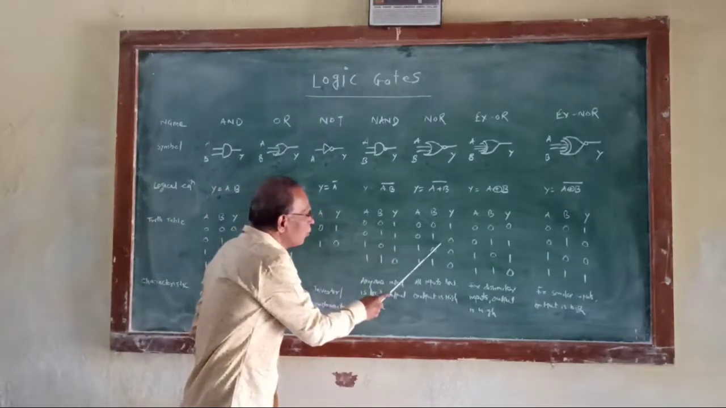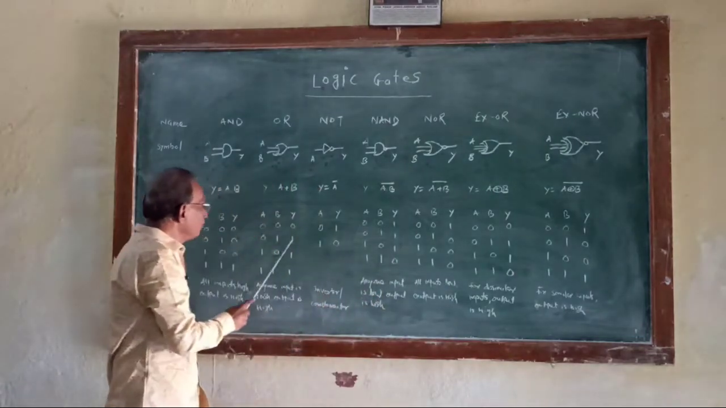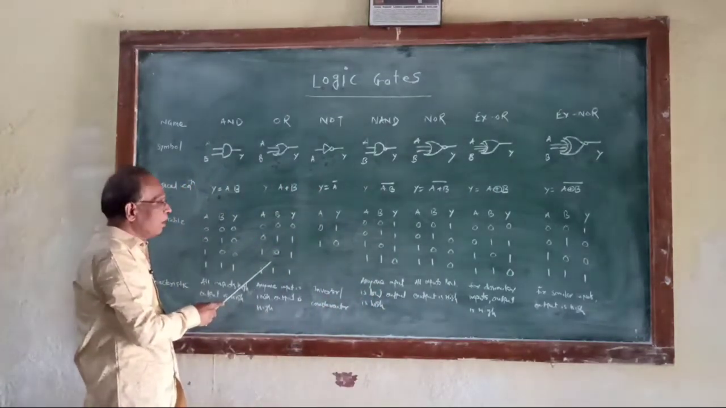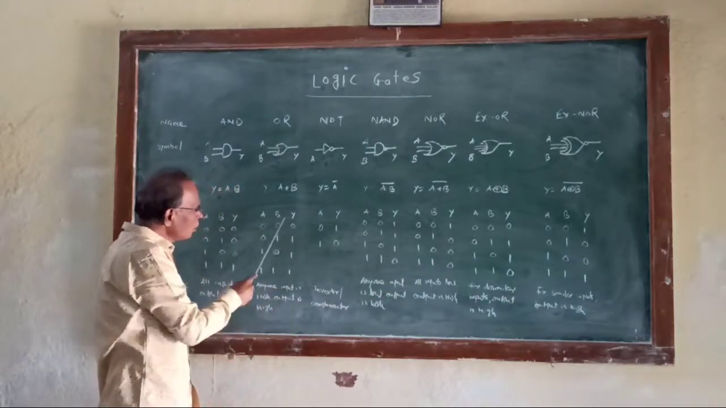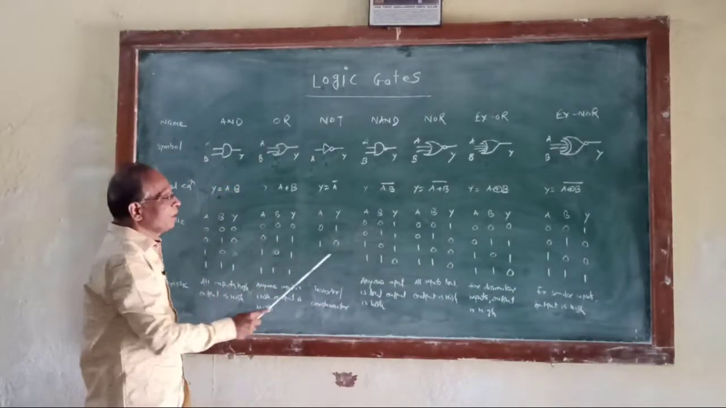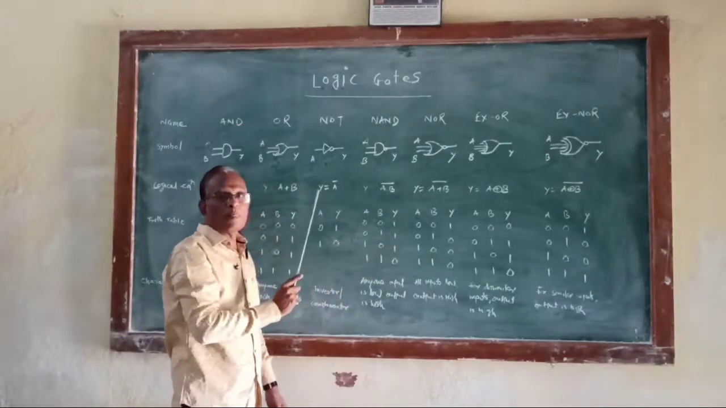And again, if you compare this truth table with the OR gate truth table, you can see the output side of this is exactly opposite to the output side of the OR gate, and therefore it is called the NOR gate.